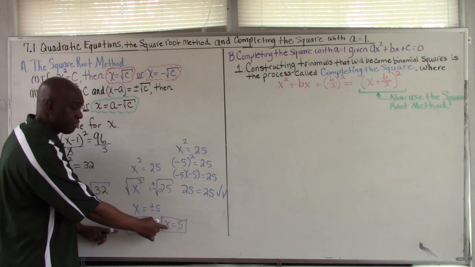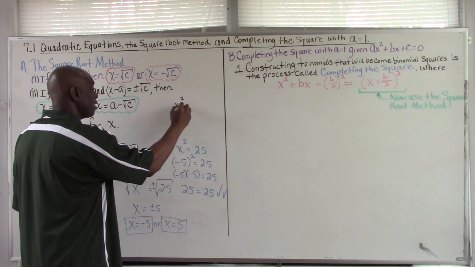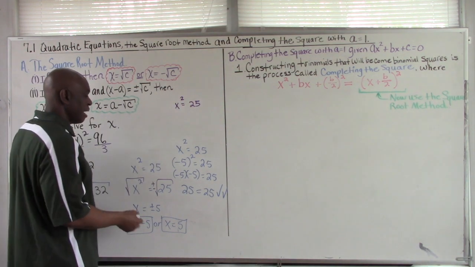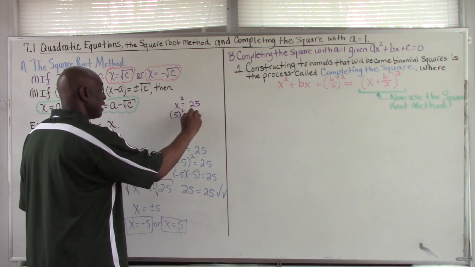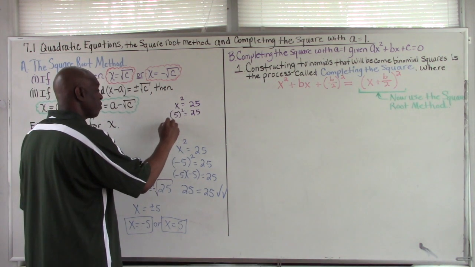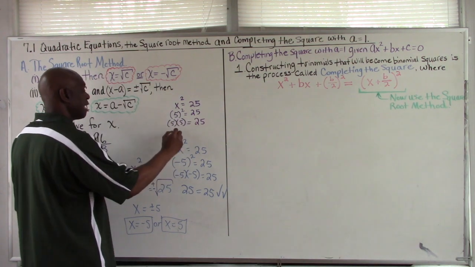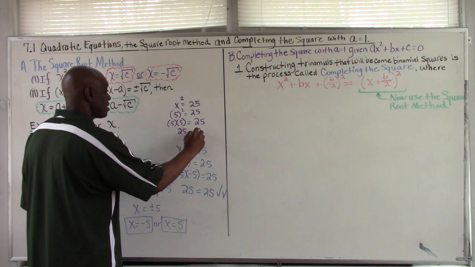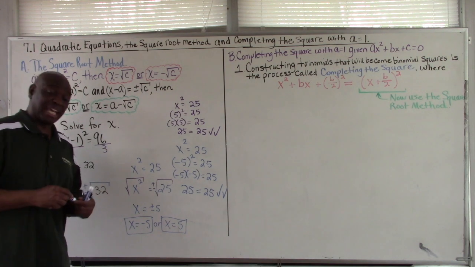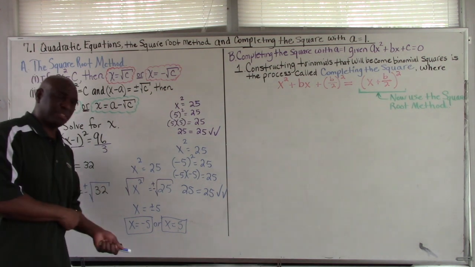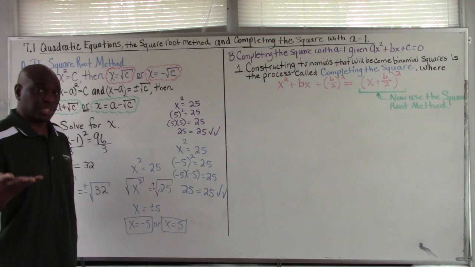Well, what about if I use +5? Am I good? Well, let's see. X squared equals 25. This time use +5. +5 squared equals 25. And this is going to be 5 times 5 should equal 25. And 5 times 5 is 25, which means I'm good. So notice this, both of them work. -5 squared is 25, +5 squared is 25. So both of these answers work. They're good. They give me solutions.